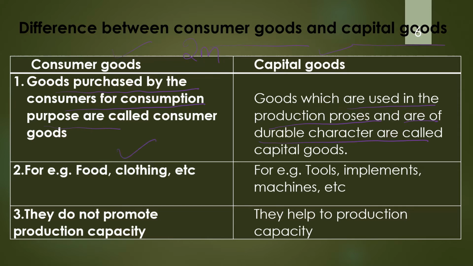Good examples for consumer goods are food and clothing. Good examples for capital goods are tools, implements, machinery, etc. Consumer goods do not promote production capacity, but capital goods help to increase the production capacity.